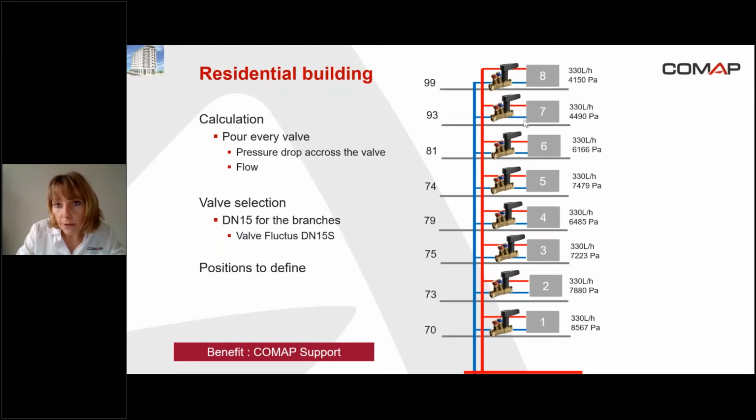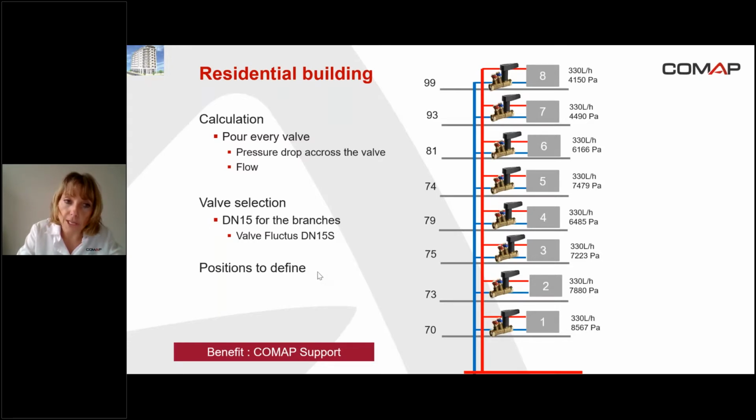You can see here for the 8 valves, so 1 valve per branch, there is a flow of 330 liters per hour per branch. And you can see here the pressure drop across the valves. That's the calculation. From this calculation, we can select the valve. In that case, it's a DN15 for the pipe, so we are going to take DN15 for the valves. And we are going to adapt the flow, to choose the right range of flows in order to have the right position for the valves.